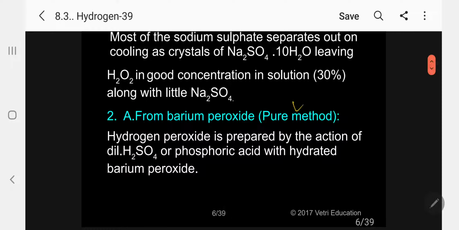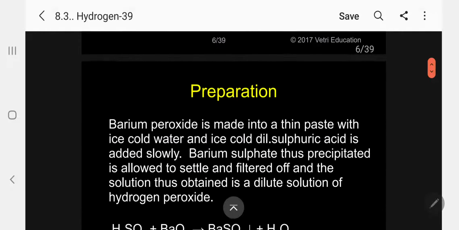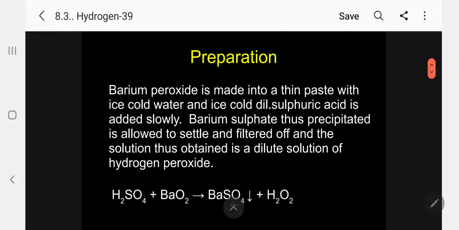We can also prepare it by another method, from barium peroxide. Second method, also laboratory. Hydrogen peroxide is prepared by the action of dilute sulfuric acid or phosphoric acid on hydrated barium peroxide. Barium peroxide is made into a thin paste with ice cold water, and ice cold dilute sulfuric acid is added slowly into that.